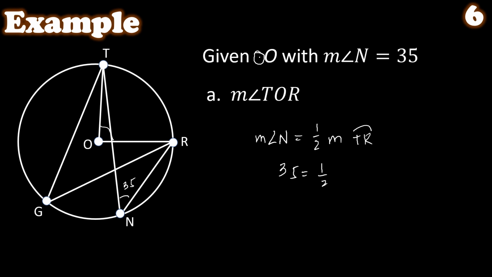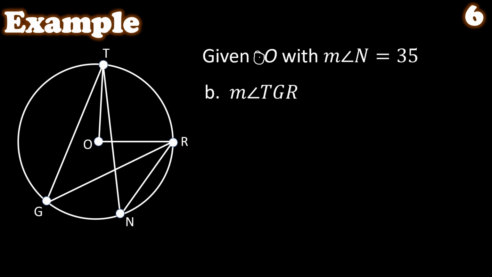35 is equal to 1/2 the measure of arc TR. Then the measure of arc TR is equal to 70 degrees. And since arc TR is also intercepted by central angle TOR, the measure of angle TOR is equal to the measure of arc TR, that is equal to 70 degrees.